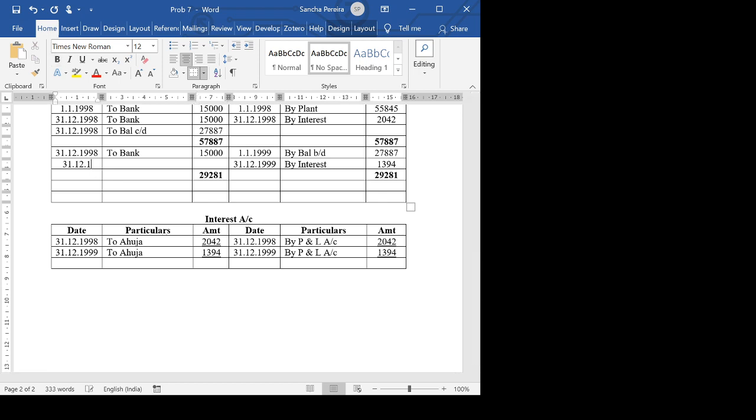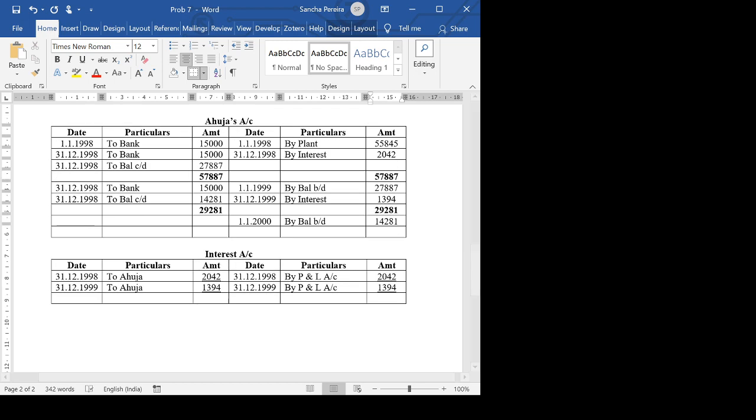31st December 1998. To balance carried down. 29,281 minus 15,000 gives me 14,281. Bring down the balance immediately. 1st January 2000. By balance brought down 14,281. I forgot to do that checking that we normally do.